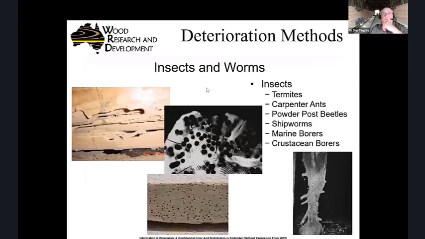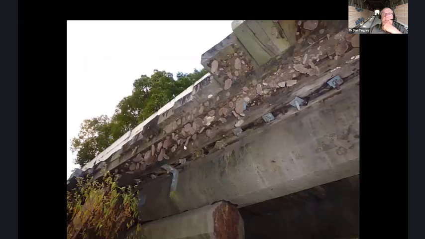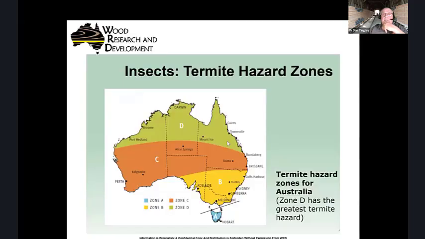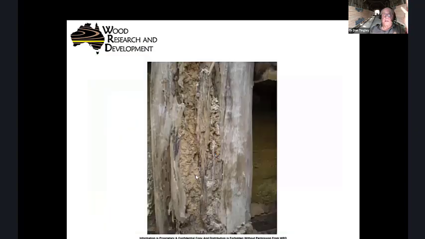In addition to decay, we have insects and worms. And you can see here, this is down the Gold Coast. This one flushed out here recently. This is not a good place to be inspecting a bridge. So there's a termite hazard zone here in Australia, where you can see the highest is D here. And so we have to watch our timber bridges for termites too. I mean, this is another big factor that we have to guard against. White ants. You can see white ant trails here.